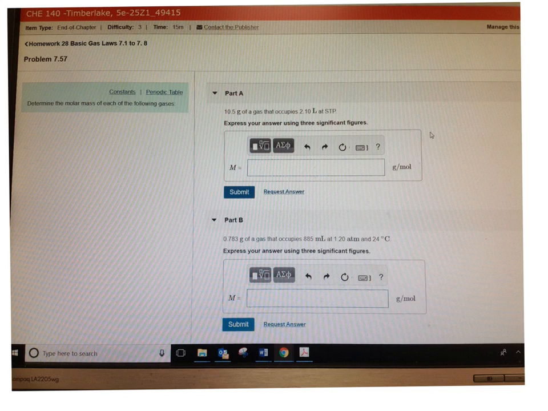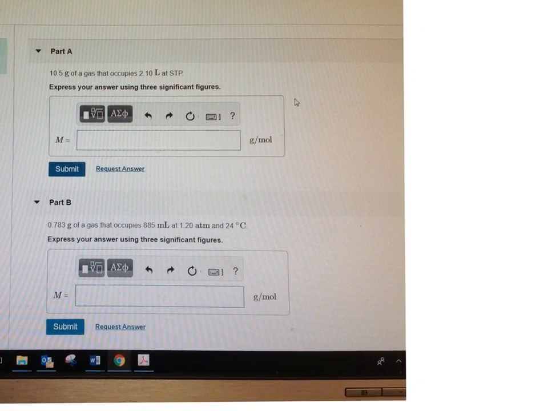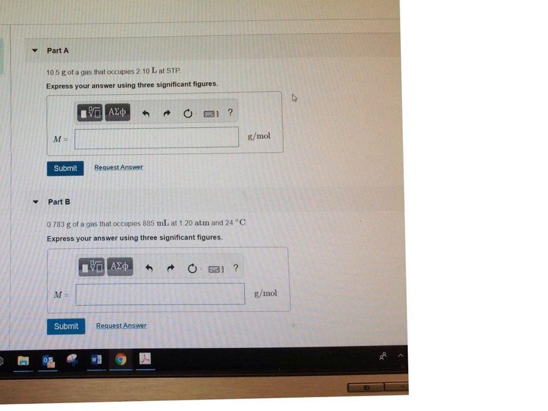All right, we're going to be looking at 757 here. Let's do part A first. 10.5 grams of a gas occupied 2.1 liters at STP. What is the molar mass of the gas? Well, what we need is something that relates our mass.